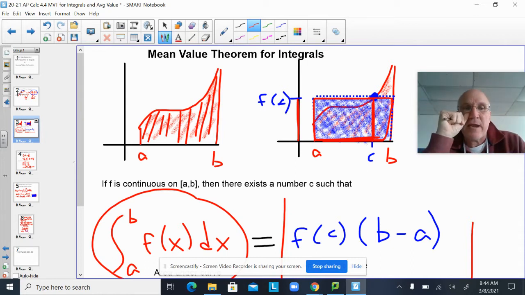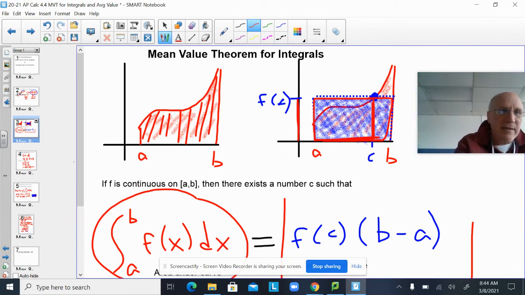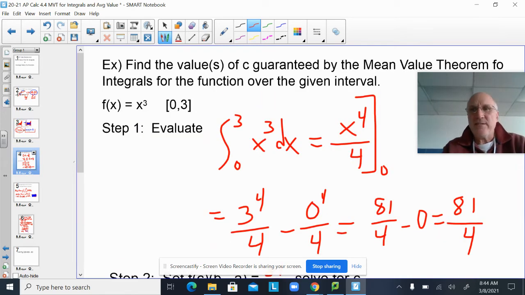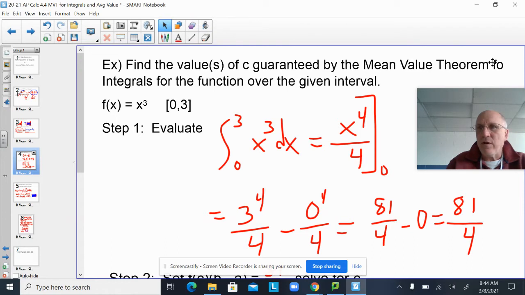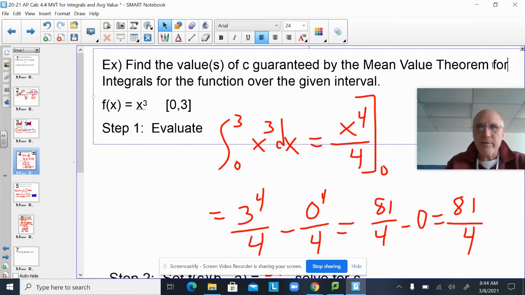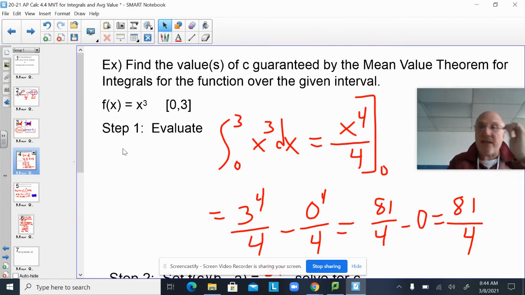And your homework assignment tonight has two types of problems. The first one looks like this. It says, find the values of C guaranteed by the mean value theorem for integrals. Nice little typo there. For the function over the given interval. So I have a function, f of x equals x cubed. Notice I didn't even draw the picture. I guess I could have, but I didn't. And it gives you the interval from 0 to 3.